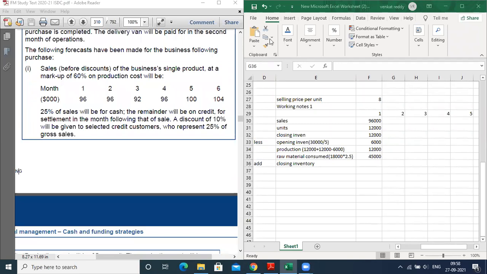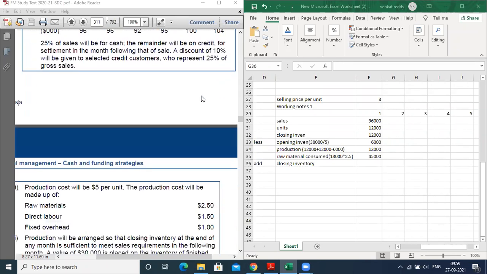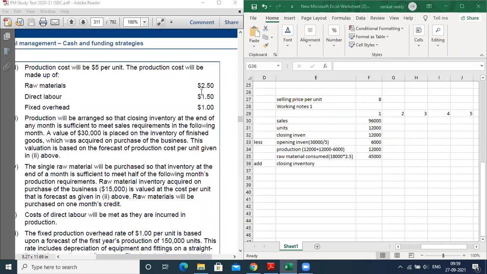A discount of 10% will be given to selected credit customers, and these selected customers are 25% of gross sales. So for approximately 25% of the customers, the company is paying a discount of 10%. They also gave additional information. The production cost will be 5 per unit, bifurcated as raw material 2.5, direct labor 1.5, and fixed overhead 1. So the total production cost is 5 per unit.